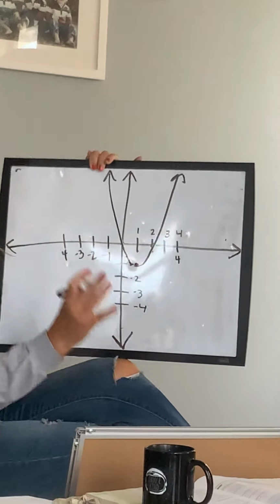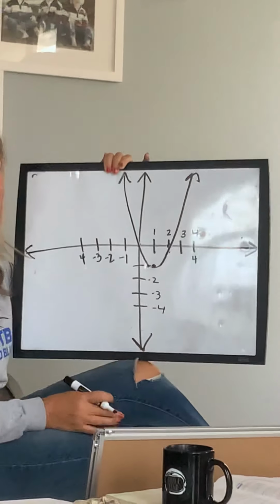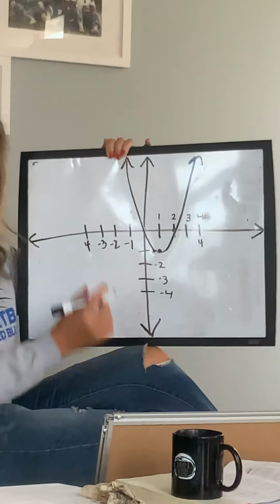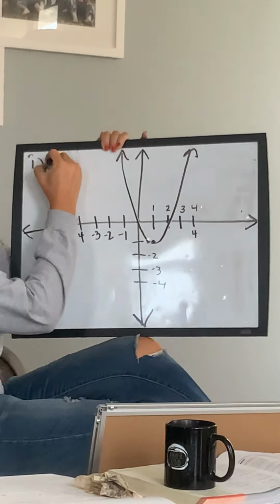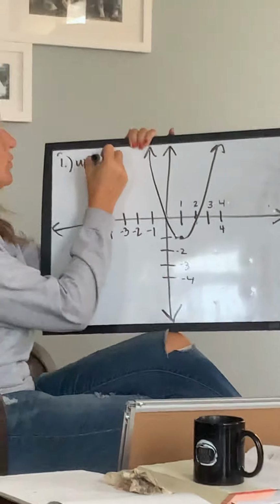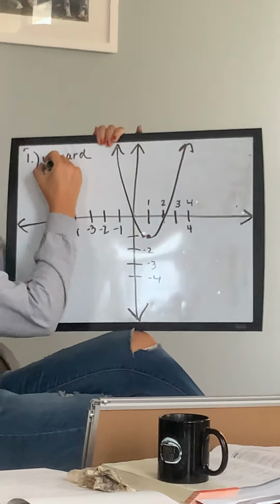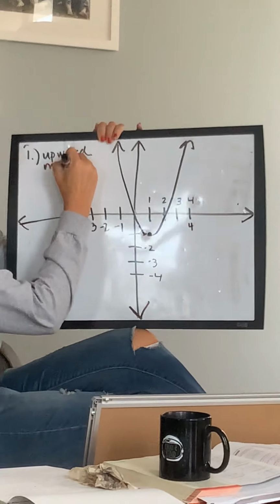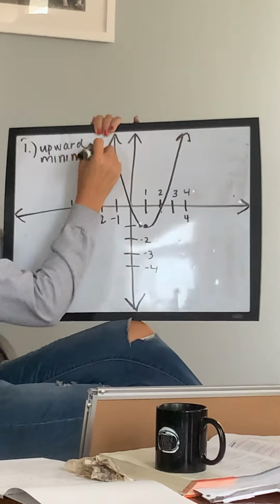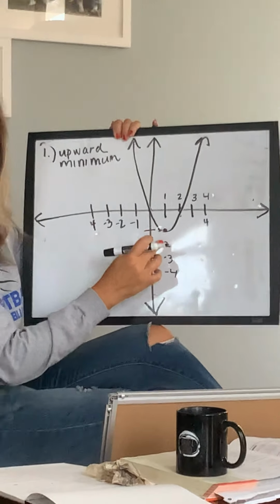Okay, so we're not looking for an equation here. All I'm looking for is answering the question. So does our parabola open upward or downward? Upward, which would make our vertex what kind of value? The minimum, okay? Because everything else is greater than the vertex, right? Good.